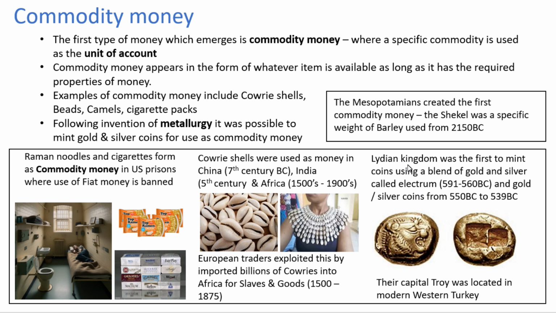So the Lydian kingdom was the first to mint these beautiful coins called electrum from about 591 to 560 BC. And these were actually a blend of gold and silver called electrum, which were the first coinage.